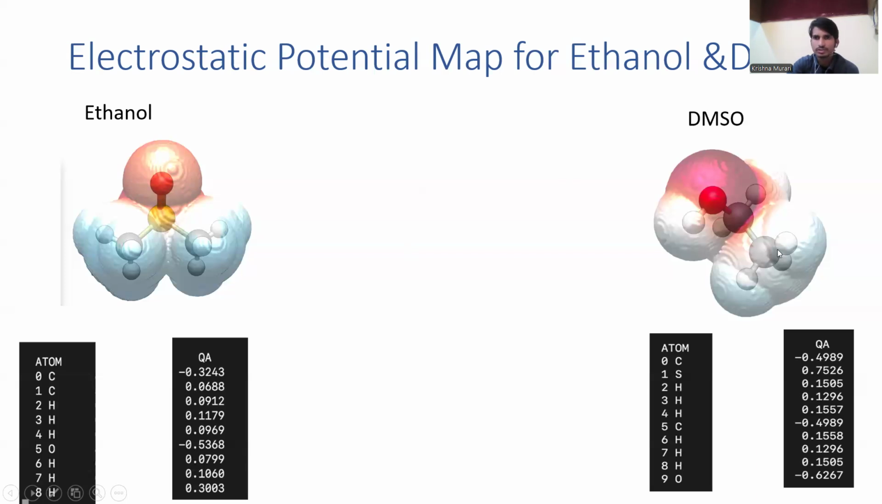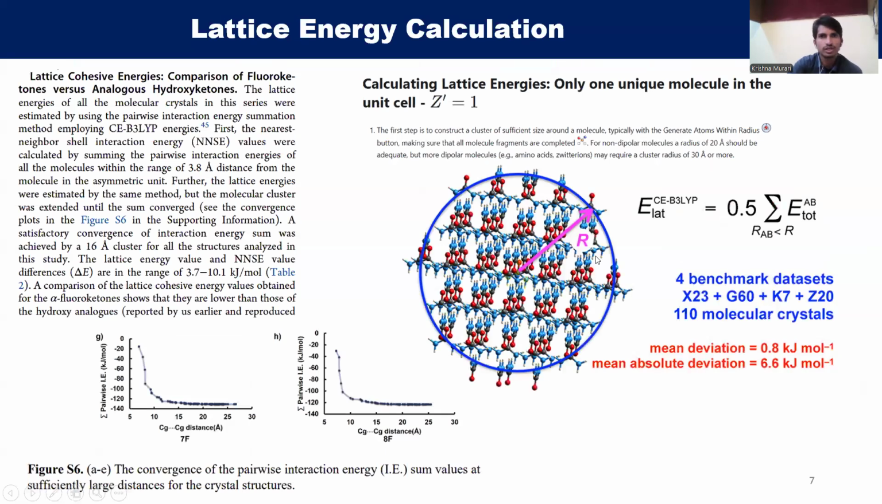Now, if you see dimethyl sulfoxide, the partial charge on the oxygen atom is coming out to be minus 0.6267. It is the most negative of all the partial charges that are given here. So, from the partial charge data, we can clearly say oxygen is the most electronegative, and this can be visualized using the electrostatic potential map, which is also indicating that this one is the more electronegative part. Now, moving on to the lattice energy calculation part.